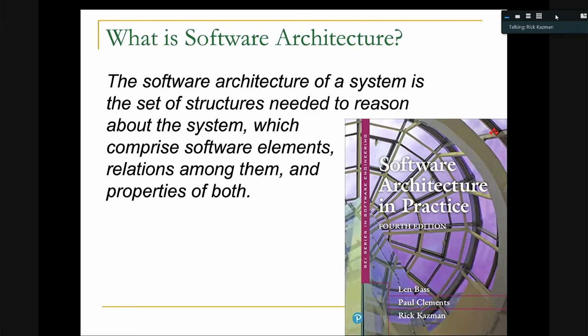Let's start with the definition. This is the definition that comes out of our book, Software Architecture in Practice. So the software architecture of a system is the set of structures needed to reason about the system, which comprises software elements, relationships among them, and properties of both.